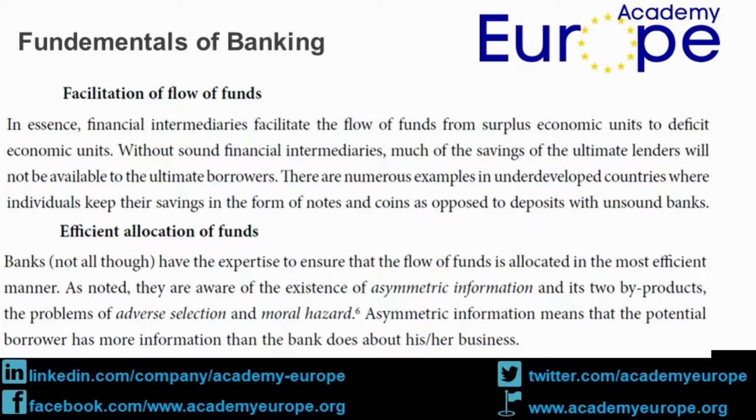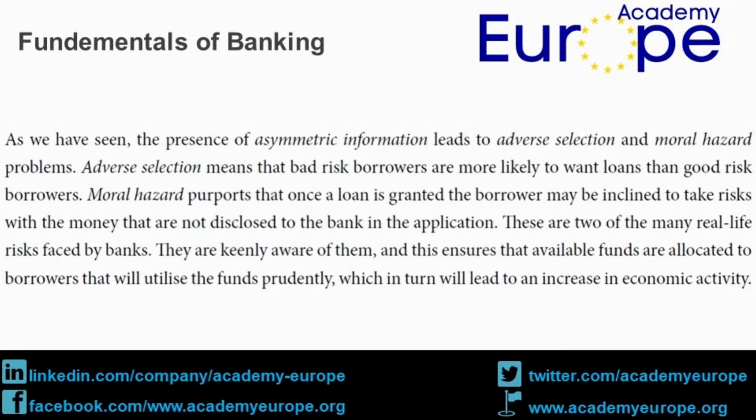Efficient allocation of funds. Banks, not all though, have the expertise to ensure that the flow of funds is allocated in the most efficient manner. As noted, they are aware of the existence of asymmetric information and its two byproducts, the problems of adverse selection and moral hazard. Asymmetric information means that the potential borrower has more information than the bank does about his/her business. As we have seen, the presence of asymmetric information leads to adverse selection and moral hazard problems.